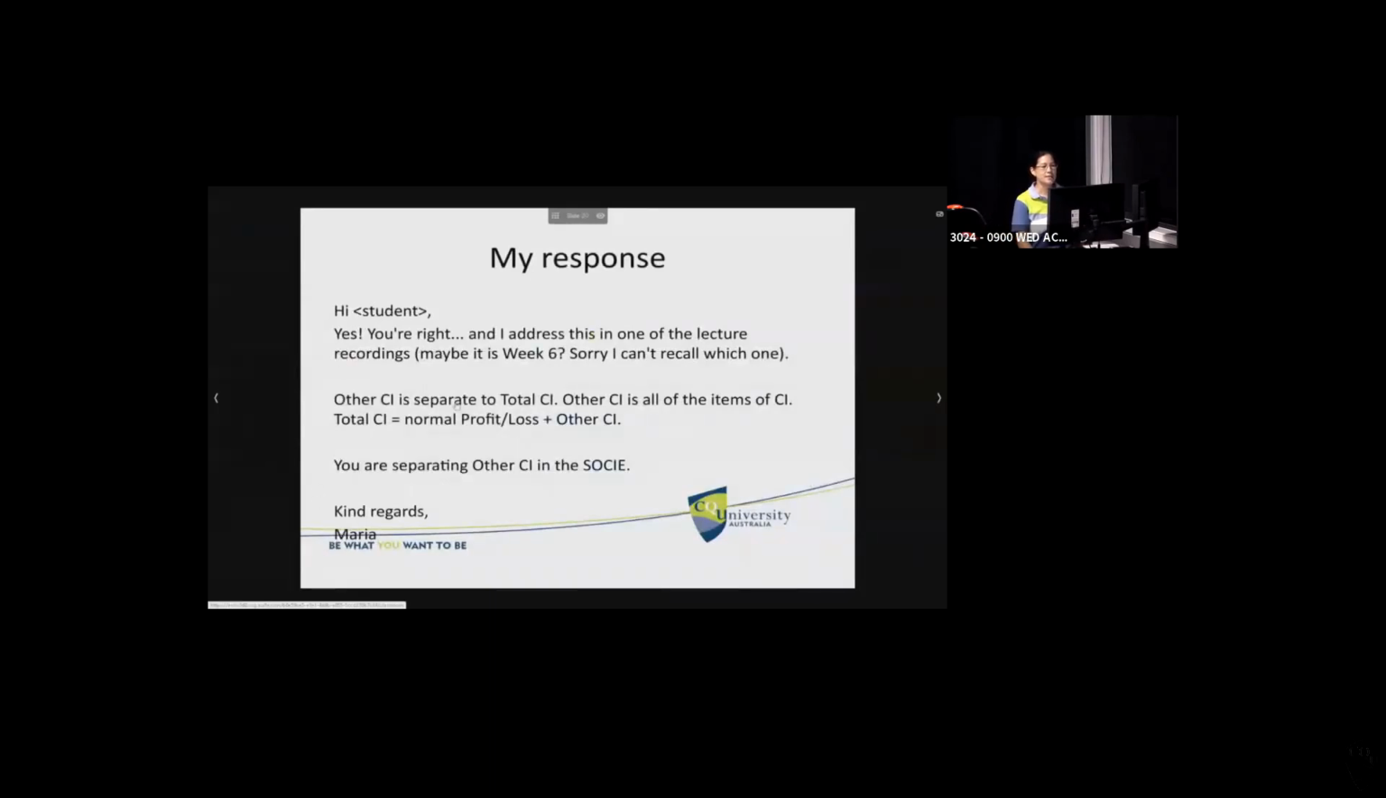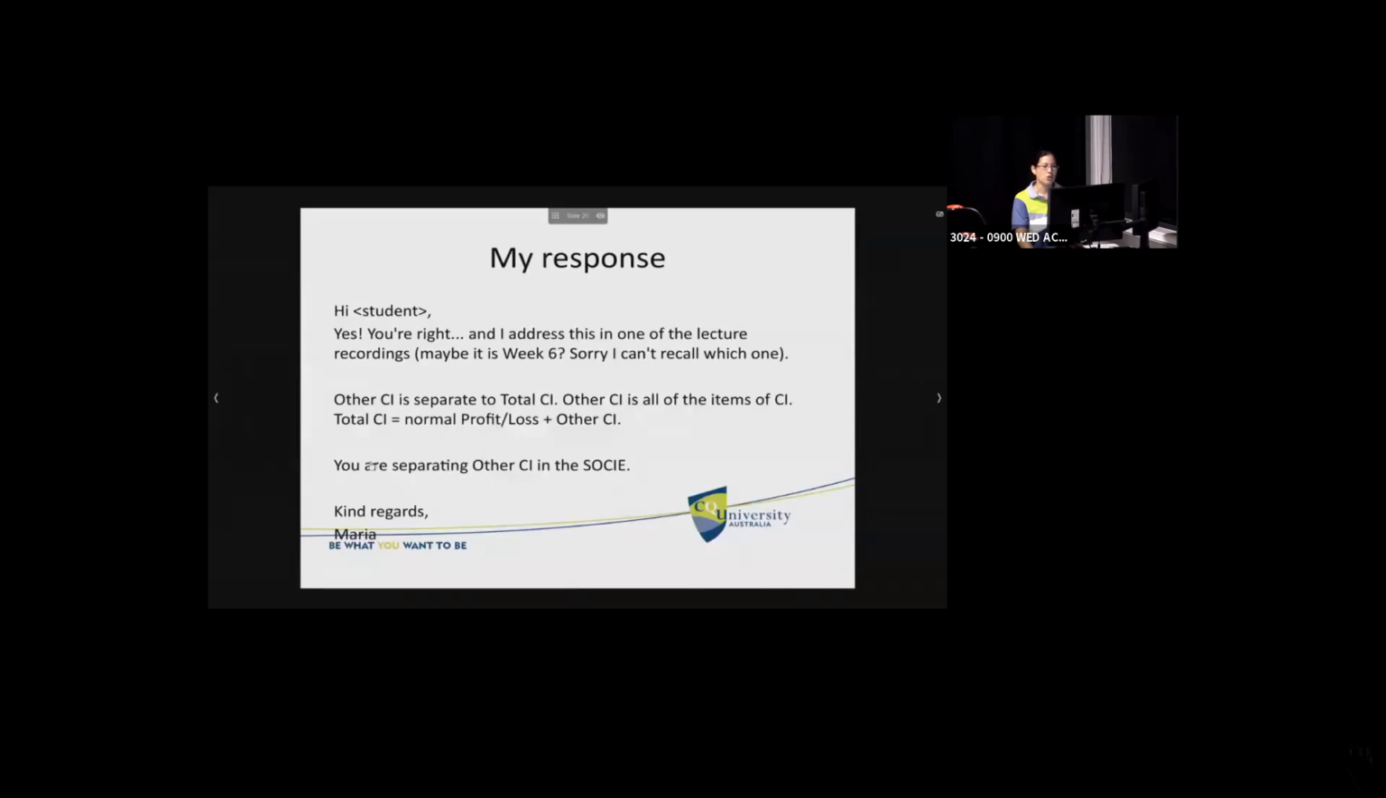Other CI is separate to total CI, okay? Other CI is all of the items of CI. This is what we're asking you to make sense of for your firms, all right? You will have items of other CI, and sometimes your firm will just list one line for other CI, and you will have to go to your income statement to see all the other items, to see what comprises that other CI balance, okay? Total comprehensive income is this other CI plus your profit or loss. So total CI is different to other CI because of profit and loss.